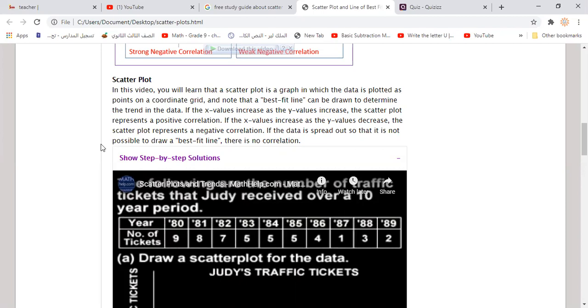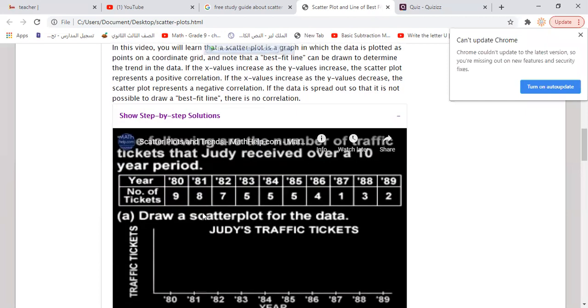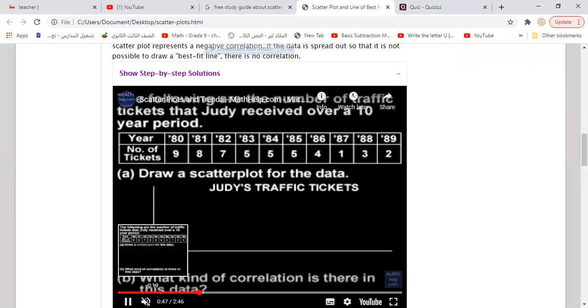If the x values increase and the y values decrease, the scatter plot represents a negative correlation. If the data is spread out so that it's not possible to draw a best fit line, there is no correlation. So let's watch an example and then we will come back to explain again.